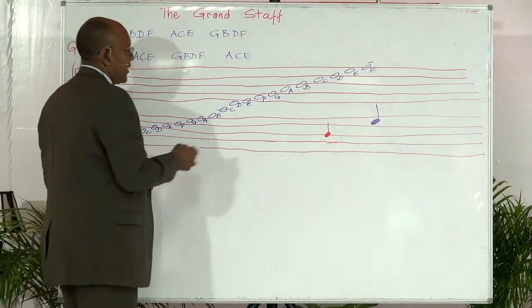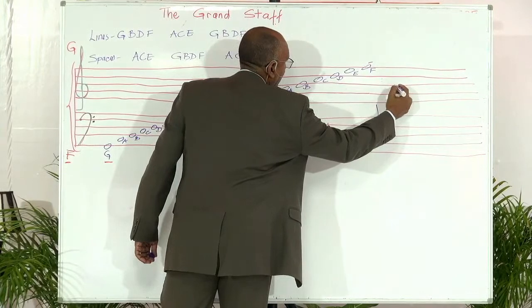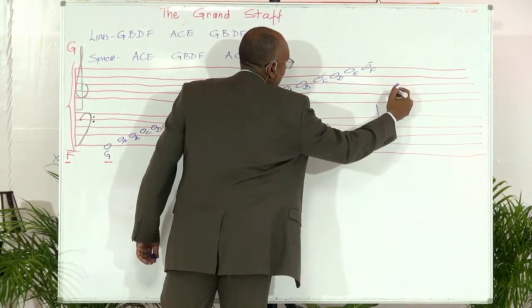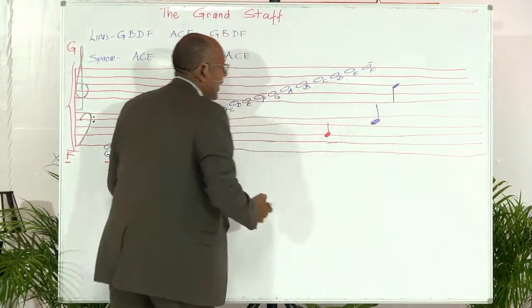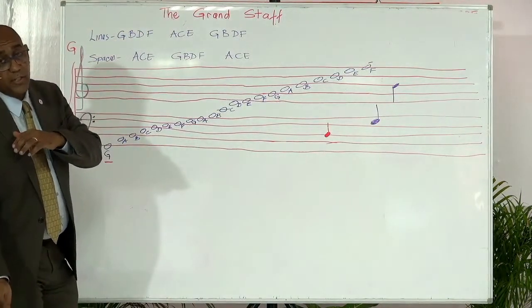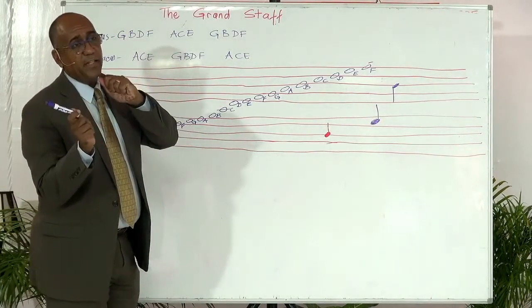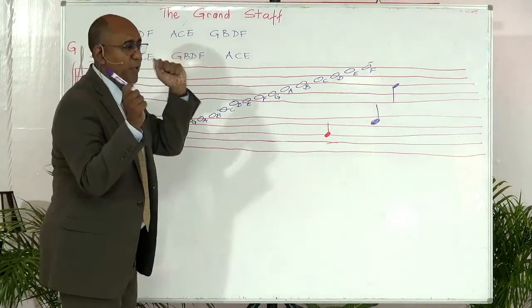Let's try another one. Let's say our note is on this line. A little bit more difficult because we have to count from the lowest line up. And once you remember G, B, D, F, A, C, E, G, B, D, F, we should be fine.